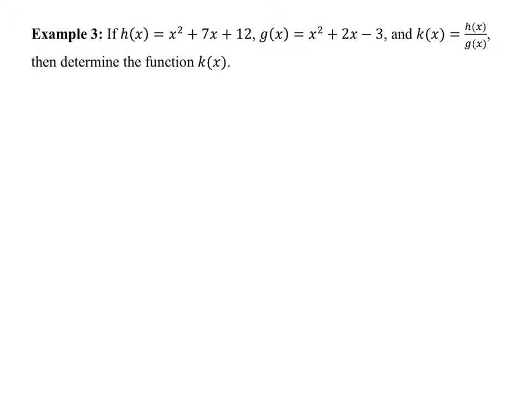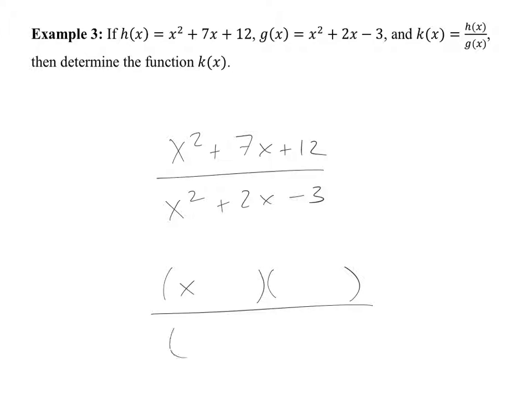So h over g. If I were saving time on a test, I wouldn't even rewrite it. I would just go right to the factored form of both. What do I get? Numerator. Ash, numerator. X plus 3. Uh-huh. Whatever, get 3 and 4. I just happened to write it first the other way. And the denominator. Annette? X plus 3 and x minus 1.